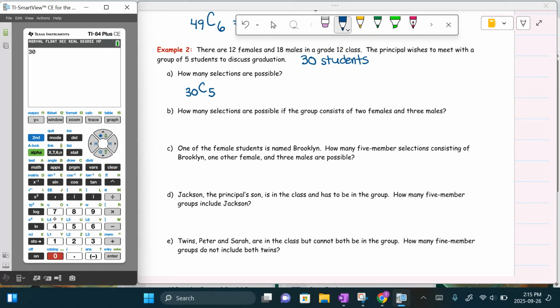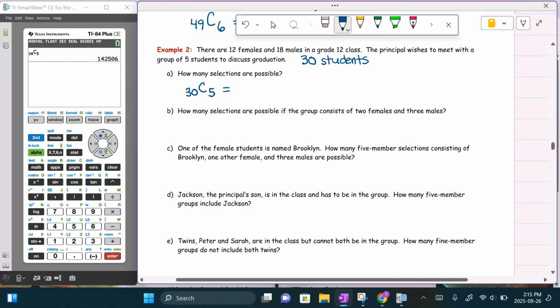So 30 choose 5. There are 142,506 different groups of 5 the principal could choose. Does order matter? No. If I just asked how many ways you can line up 4 of the 30 students at a water fountain, that would be different, because then that would be 30 permute 4.